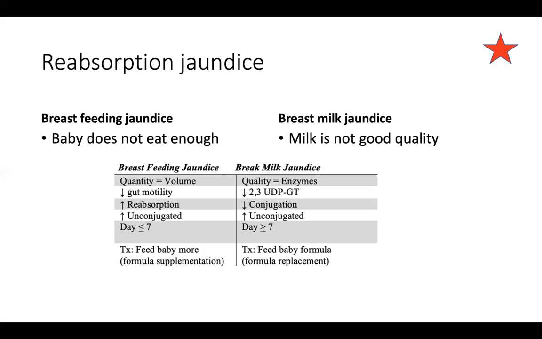Breast milk jaundice is that mom lacks the enzyme UDPGT in order to produce good milk. So there's less conjugation, and so we have an increased unconjugated form. So instead of supplementing with formula, we're going to replace mom's milk instead. We're going to give formula. So if the milk's not good, give formula. If they're not eating enough, then you supplement with formula.